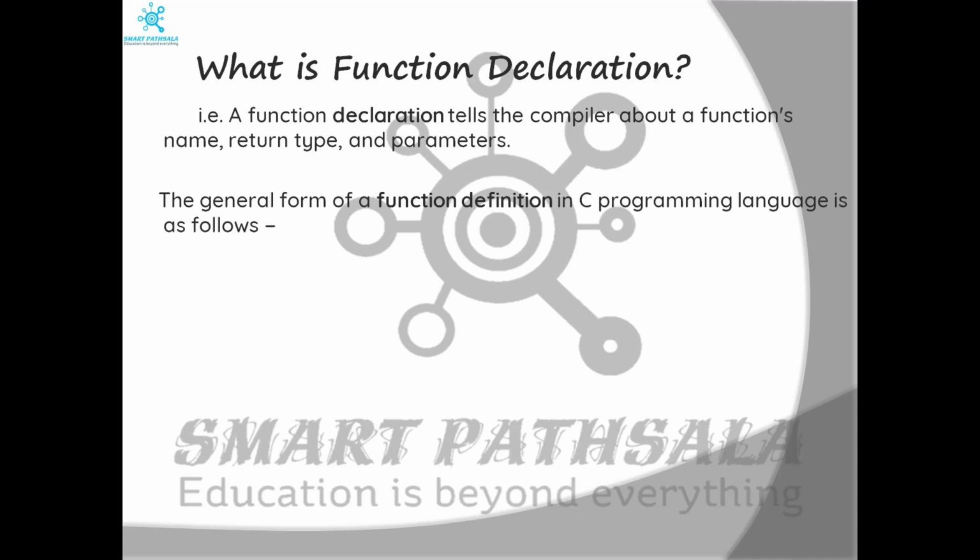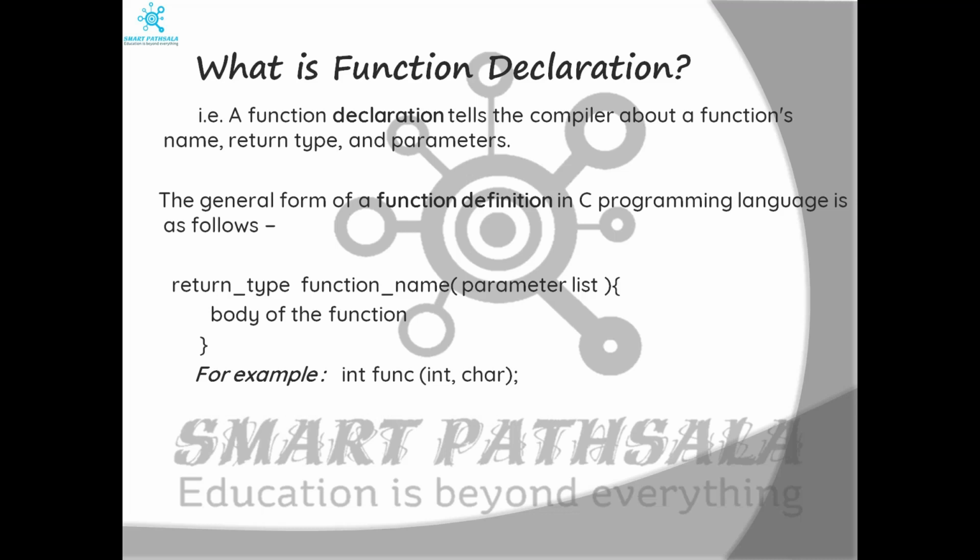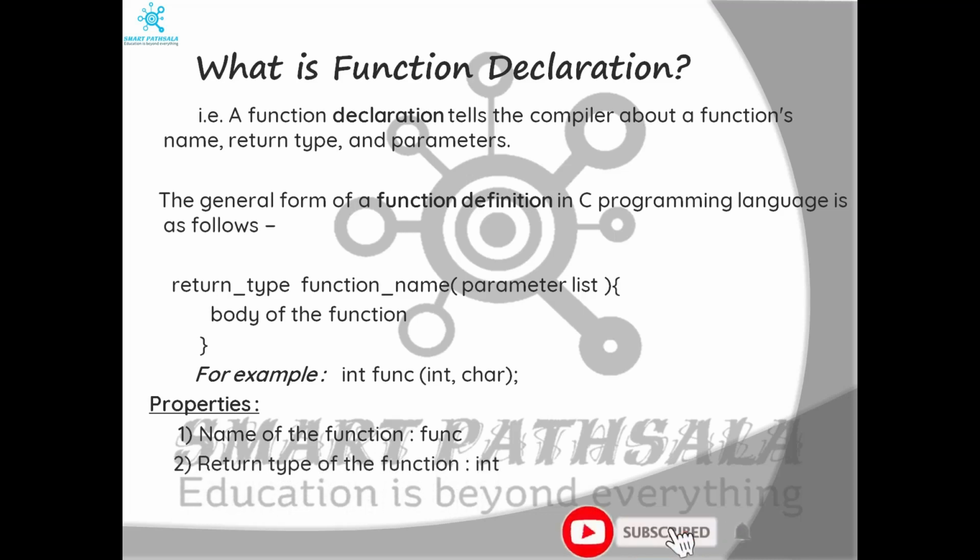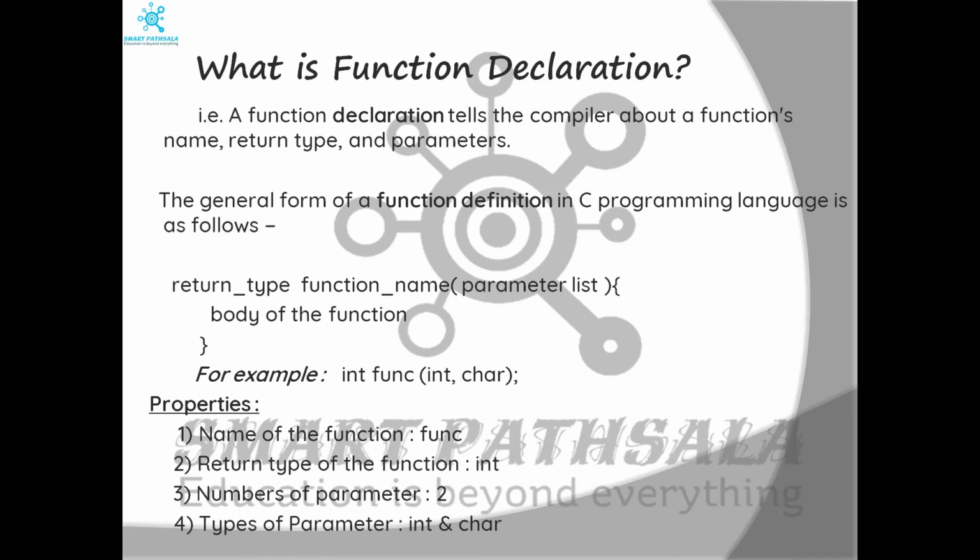The general form of a function definition is: first we write the return type, then the function name, then the parameter list, and inside the parentheses comes the body of the function. For example, here we have written int func and inside parentheses int, char. Now let us see what those things are. Here, first, the name of the function is func. Next comes the return type of the function, that is integer, and here are two parameters, integer and character. We always need to remember one thing, that a function prototype always ends with a semicolon.